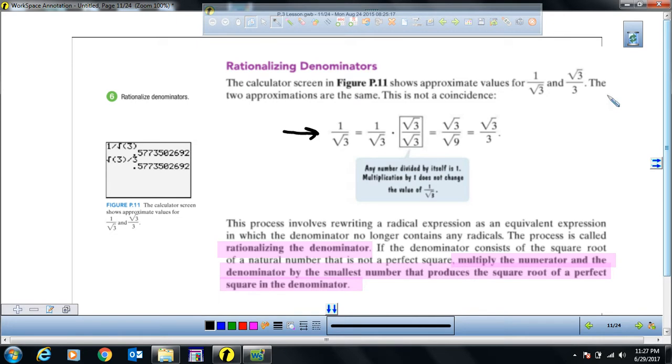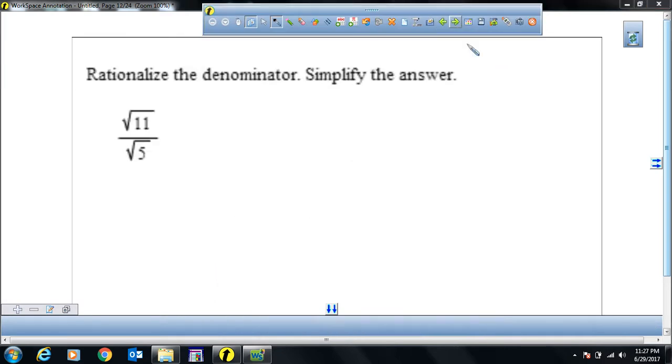The only thing that matters is that the denominator cannot contain a radical. So that's what the process is called, rationalizing the denominator, which in other words means getting rid of the radical from the denominator. So let's answer the following question with regards to rationalizing. The question we are going to do is this: square root of 11 divided by the square root of 5.